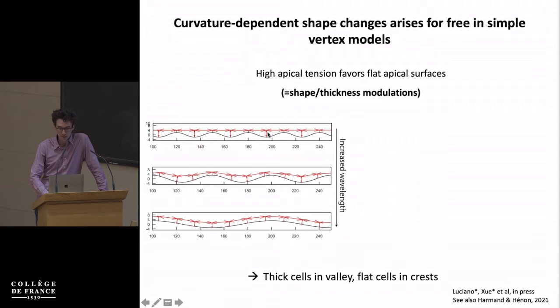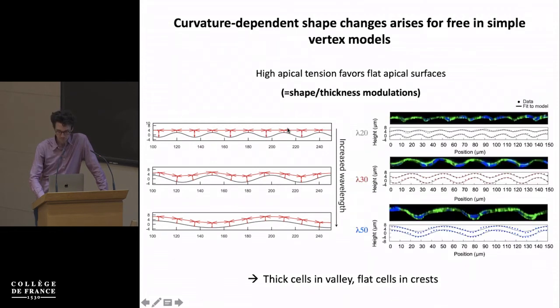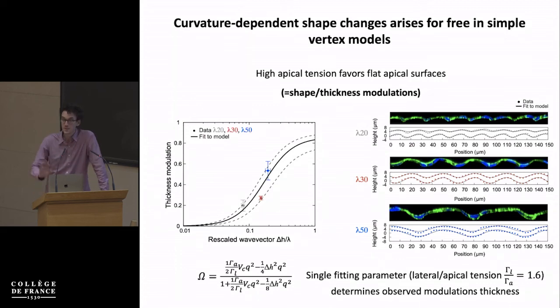And this always predicts that the cells should be thicker in the valleys and flatter on the mountains. Again, this is on the archive if you want to look at the detail of the data, but Sylvain and I looked at quite a few different curvatures and amplitudes, and you could see exactly that the cells were always thicker in the valleys and flatter on the crest, and that this effect was weaker and weaker as you increased the curvature of the substrate. And by picking a single value of the apical versus lateral tension, which was 1.6 here, you can get quite well, the lines here are fits and the points are data, both the spatial modulation of the thickness of the monolayer and also the overall trend of the thickness modulation as a function of the local curvature of the substrate.